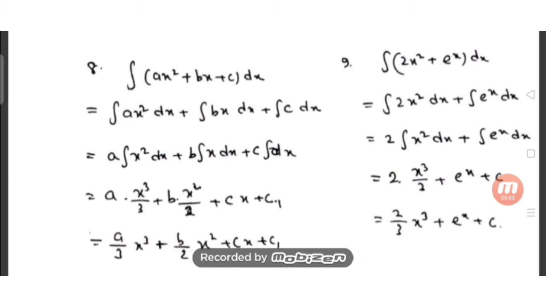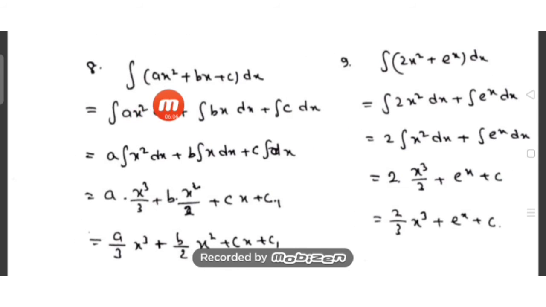Okay, now I go to question number 8. Question number 8 is also an algebraic expression, ax square plus bx plus c into dx. And here you see no need to do any product or division because these are all in the standard form. So I have separated it as a sum by using the sum rule. So it will be integration of ax square into dx plus integration of bx into dx plus integration of c into dx. Right? Then constants we can take out of the integral, as in the case of differentiation. a will come out and integration of x square into dx will be there. And b is there and integration of x into dx. And c constant comes out, integration of dx will be there.